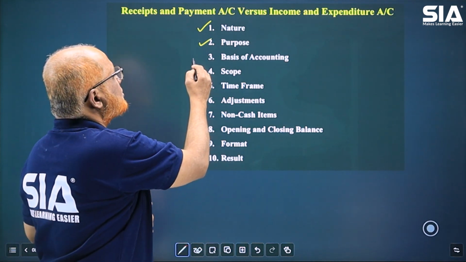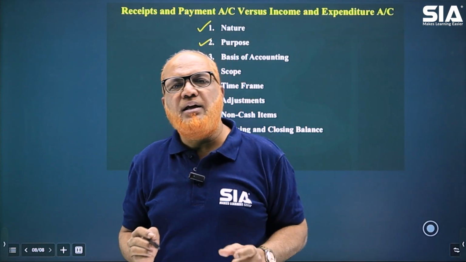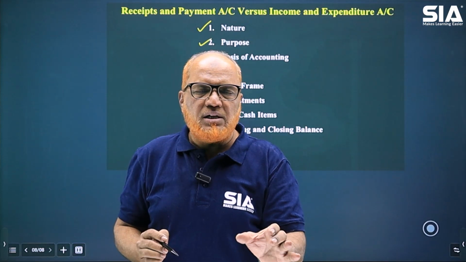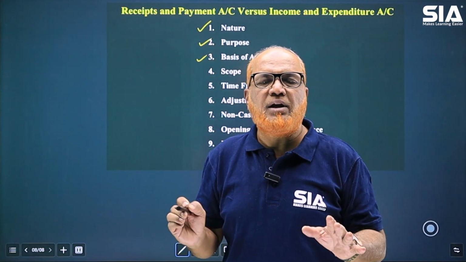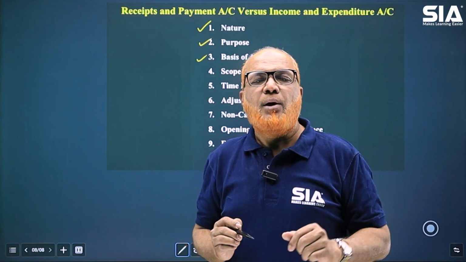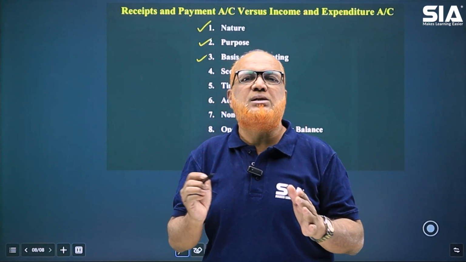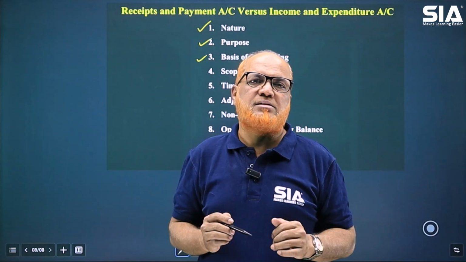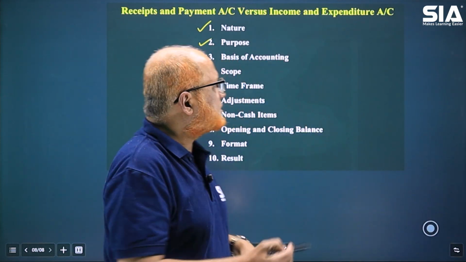Next comes basis of accounting. In receipts and payments account, we apply the cash basis of accounting. It means whatever cash is received and whatever cash is paid, that only will be recorded. No adjustment regarding outstanding or prepaid. But in case of income and expenditure account, we follow the accrual system of accounting, where we consider all adjustments regarding outstanding and prepaid. So the basis of accounting is different.